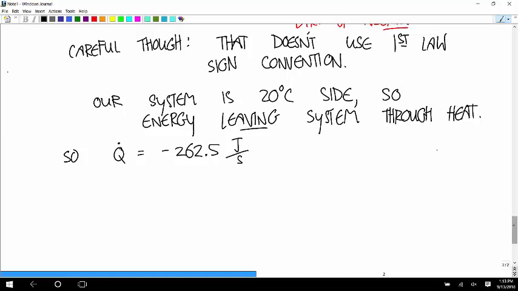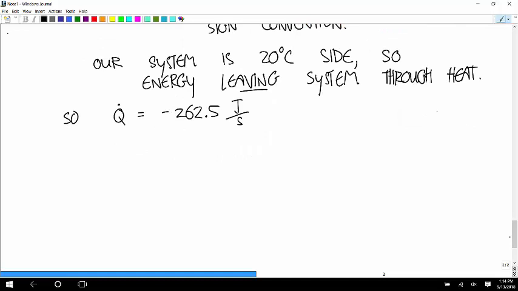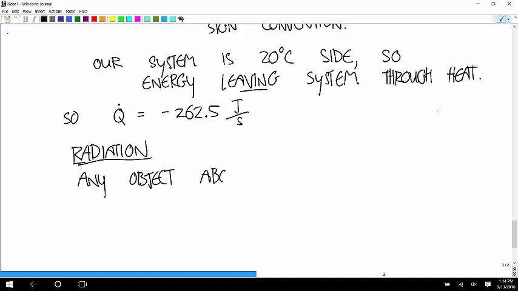Okay, so that's conduction. The next one is radiation. The idea of radiation is any object that isn't at absolute zero, any object above 0 Kelvin, emits electromagnetic waves.